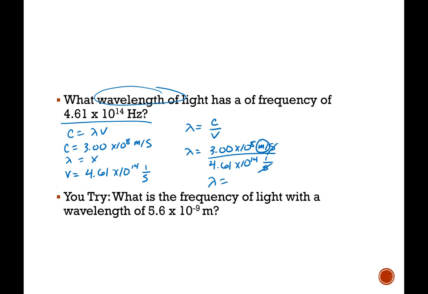When I solve this for wavelength, I get 6.51 times 10 to the negative 7 meters.